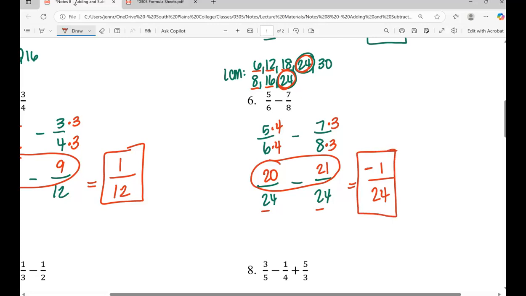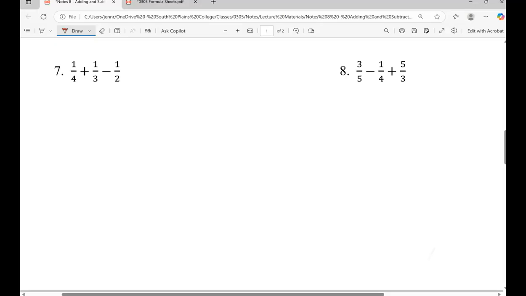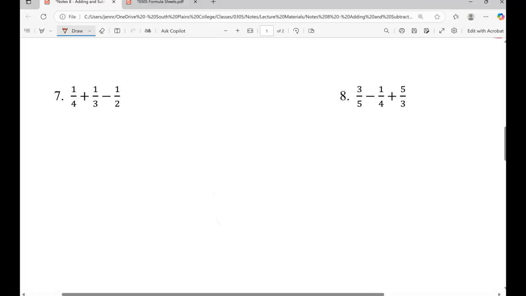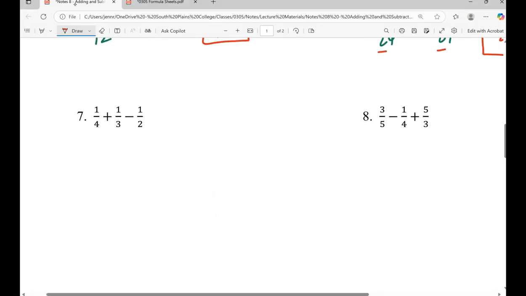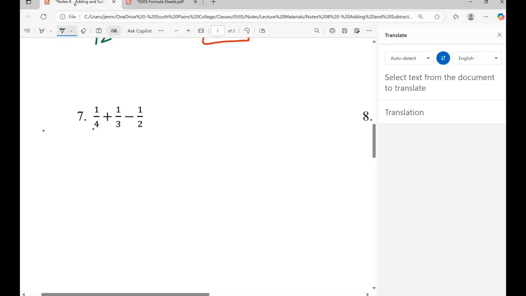Awesome. All right, the last 2 examples for this video. Ooh, we got triple fractions. Do you think that changes the process? Nope, it sure doesn't. It just means I have to find a common denominator for all 3 values. So I'm going to look for the least common multiple of 4, 3, and 2.